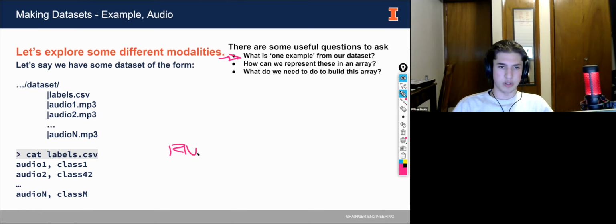Some recurrent neural network or some attention-based network that has some sequence length that is long enough. So, okay, what is one example? One example is sort of one row. How can we represent these in an array? By reading this CSV and storing it in an array, basically, right? What do we need to do to build this? Read the CSV. That's pretty much it, right? And then, of course, we still have to maybe worry about these data augmentations and things.